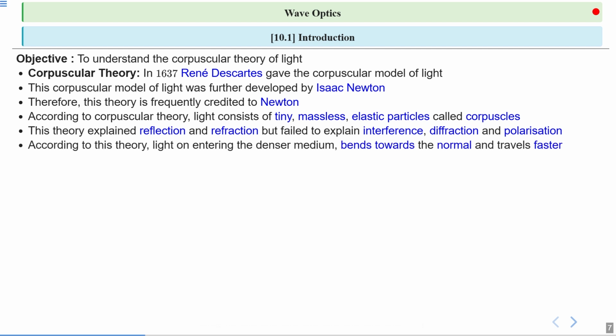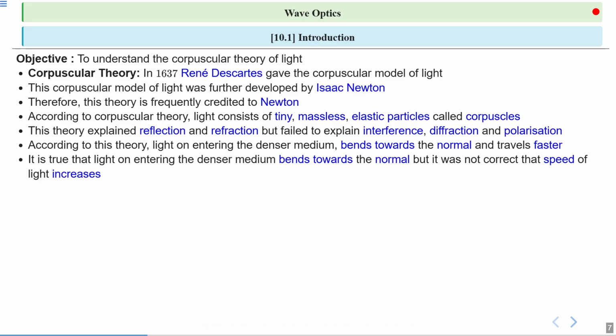The theory also proposed that light bends towards the normal and travels faster when entering a denser medium. This was an attempt to explain refraction using the particle model. While it's true that light bends towards the normal in a denser medium, the idea that its speed increases was incorrect. This misconception was later corrected by the wave theory of light.